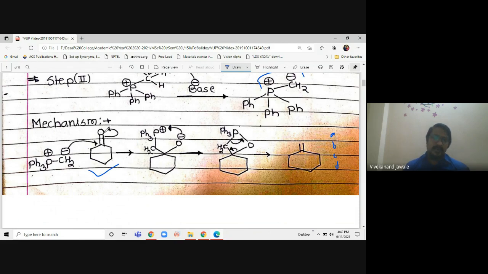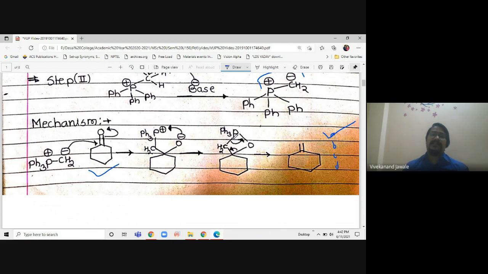So instead of oxygen, there will be CH2. That option will be correct if you choose correctly. Again, in the mechanism, how it forms, here we already have a carbanion. A carbanion is the species which has a negative charge on the carbon. So this is attacking the carbonyl carbon. There is a formation of O negative, and there is a positive charge present on the phosphorus. So that's why they join.